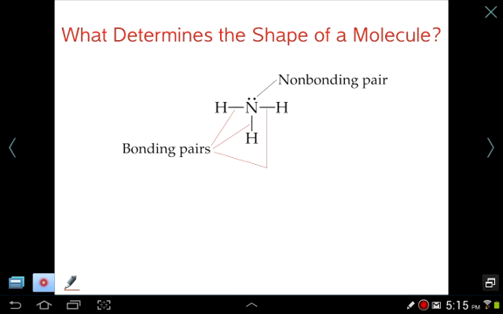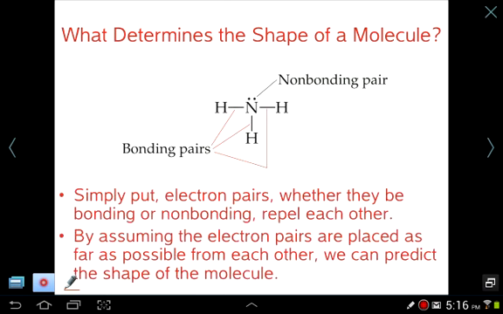So the question, what determines the shape of a molecule? Essentially, it is the electron pairs around the central atom, what are called the bonding pairs, and then the non-bonding pairs. In this case, for example, if you take a look at ammonia, NH3, and draw its Lewis structure, what you'll see is that ammonia has a non-bonding pair around it, then three bonding pairs. These together, repelling one another, will determine the shape of the molecule.